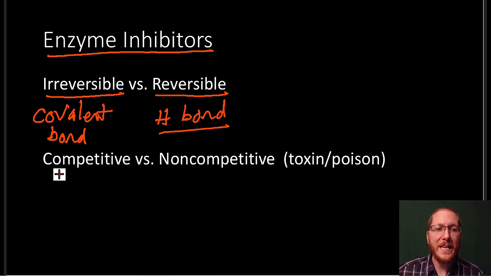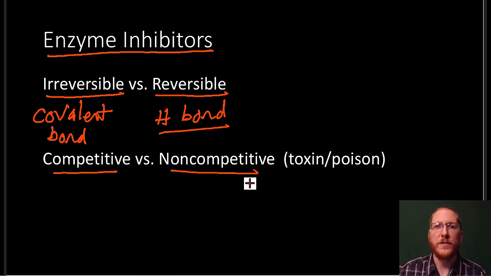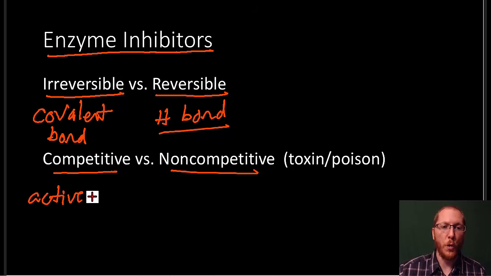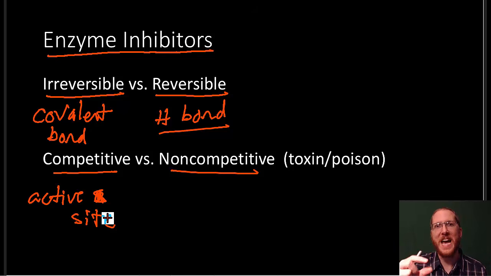And then there's two ways that it can actually attach, competitive versus non-competitive. Now I will tell you, competitive means it's going to compete with the substrate. It's trying to get to the active site. So anytime you see a competitive inhibitor, its goal is to attach to the active site, which means that it blocks it, because if it's at the active site, the substrate can't get there too.